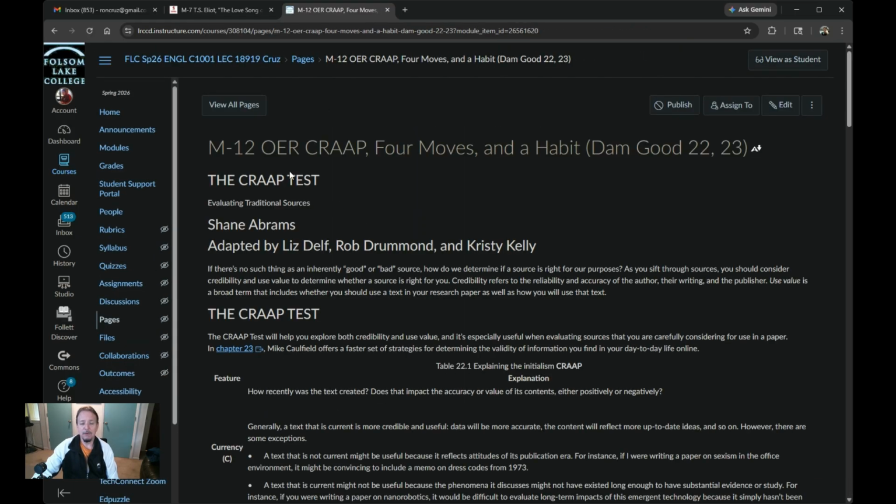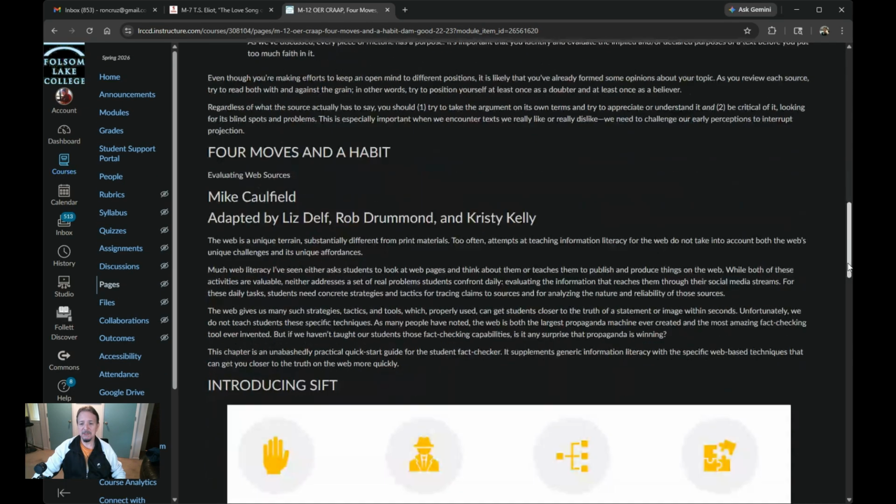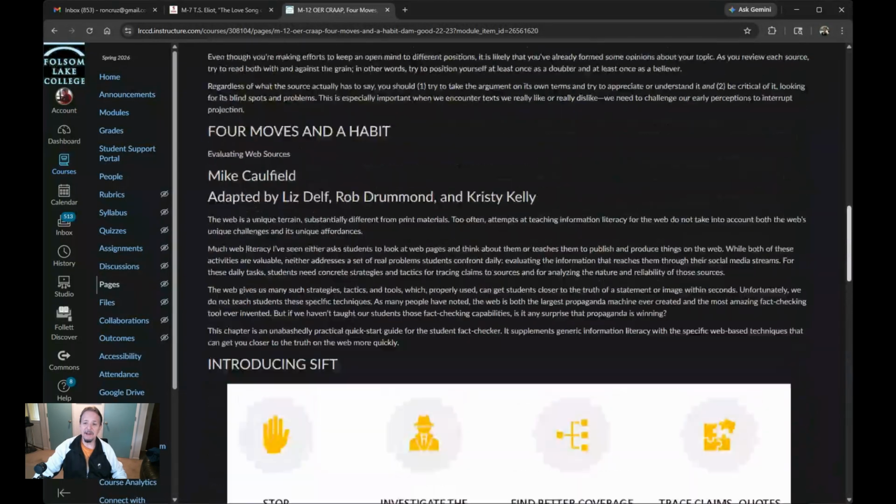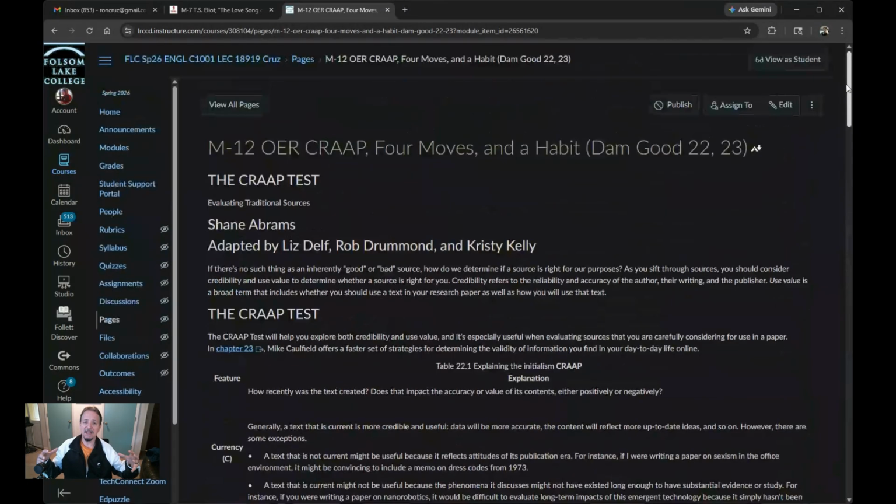We have the OER CRAP, 4 moves and a habit. Now, CRAP is an acronym. There are many acronyms that are utilized to kind of flesh out or analyze source work. And that's what this is simply about. And I'm not so much about like, oh, well, you need to CRAP your resources, or you need to put your resources to the STAR test, or you need to look at it under the rubric, or anything like that. As long as you're evaluating them from multifaceted aspects and ensuring that you're making rhetorical decisions.